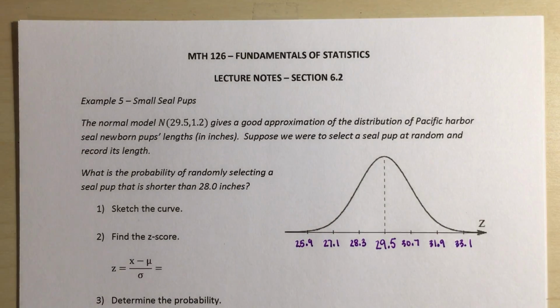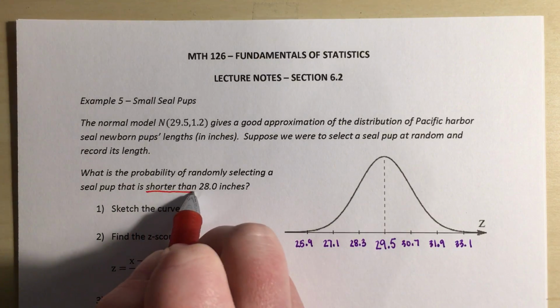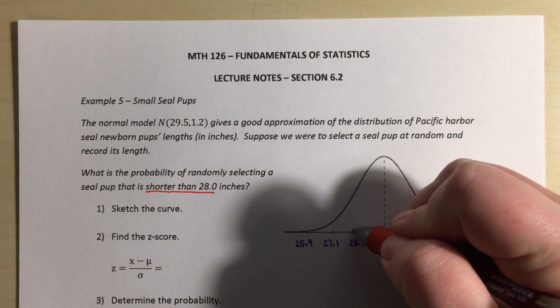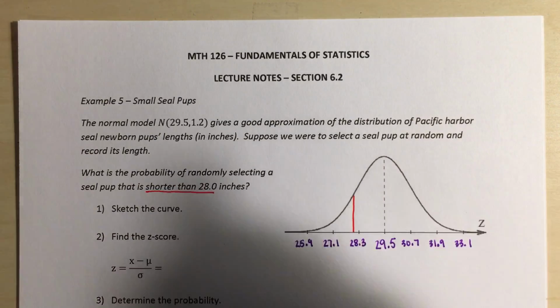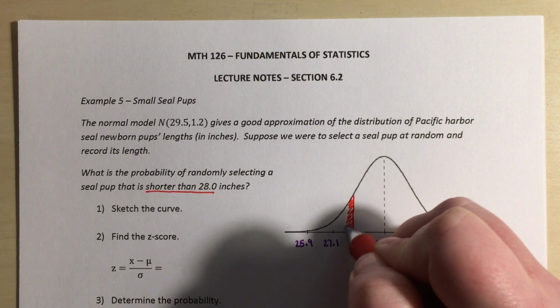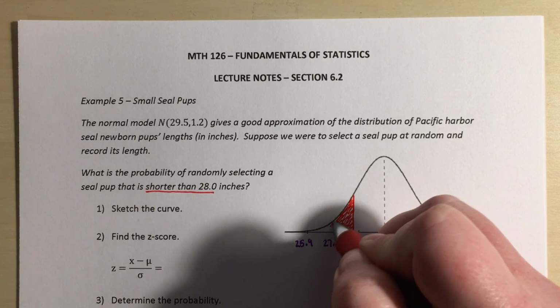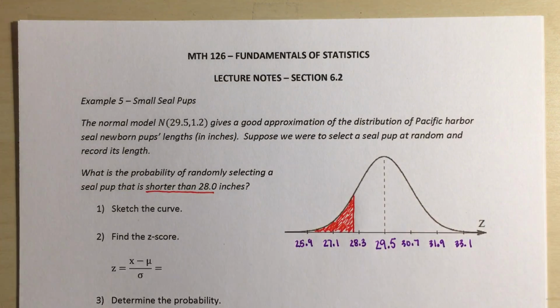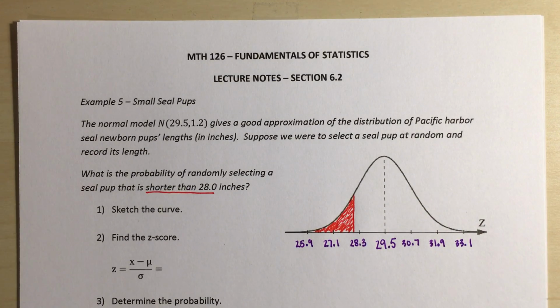All right. So we were asked, what is the probability of randomly selecting a seal pup that is shorter than 28.0 inches? So 28.0 on our normal curve would be right around there. Shorter than means we're looking at our area to the left. So we're going to go ahead and shade that in.